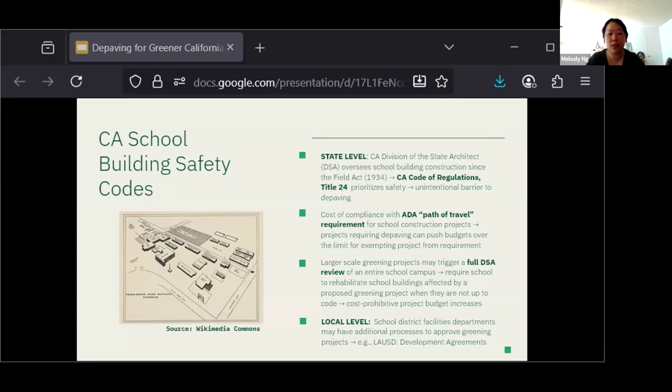At the local level, school districts may also have additional processes to approve school greening projects. District facilities departments are often responsible for overseeing how school facilities funding that they get from the state and from local bonds is spent and developing local approvals processes for greening projects. So they hold significant influence over the planning and implementation of these types of projects. So in sum, the success of school greening projects really depends on school districts and school greening advocates' ability to navigate both state level DSA regulations, but also local school planning processes for school greening projects.